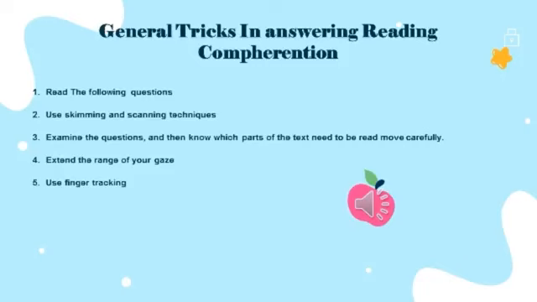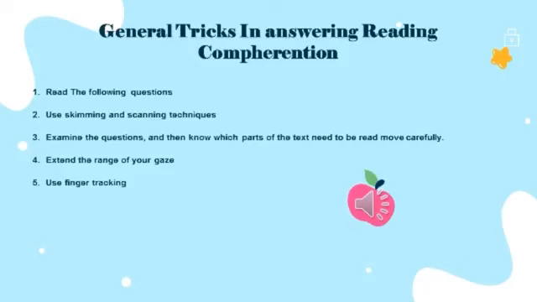Skimming is a fast reading technique for the first sentence or the last sentence of a paragraph to know and understand the major topic and ideas of literature. While scanning is a technique for carefully reading a particular sentence to get the point or meaning of it. And the third is examine the questions, and then know which part of the text needs to be read more carefully.